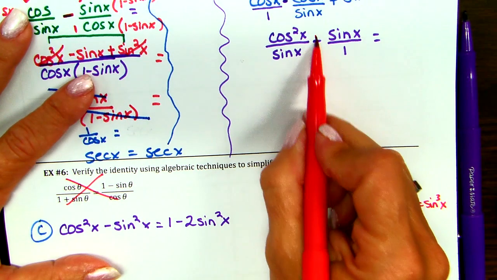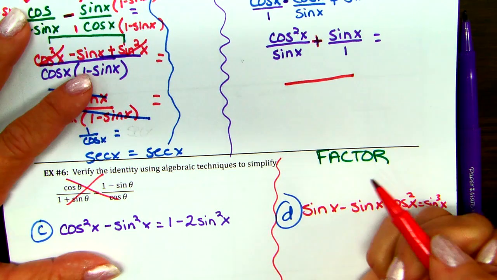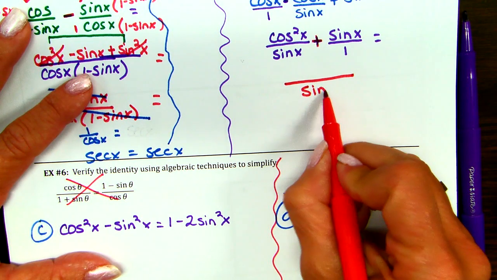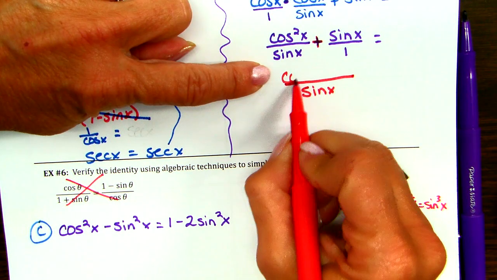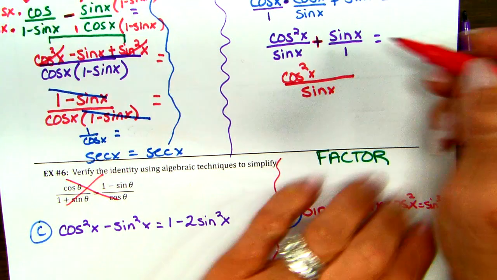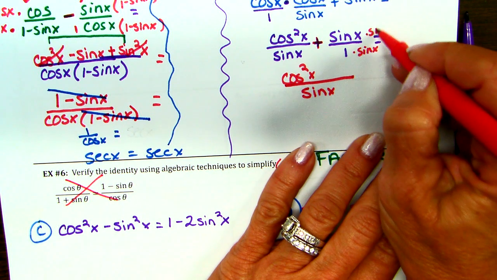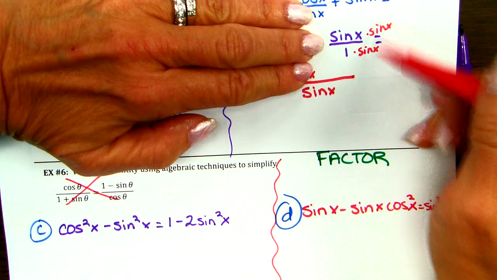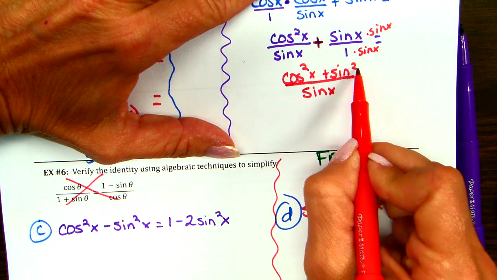Okay, this is addition. I do need a common denominator. What would my common denominator be? Sine x. Don't need to do anything to this fraction. And over here, multiply by sine x. Remember, top and bottom. That would get you, there she is again.